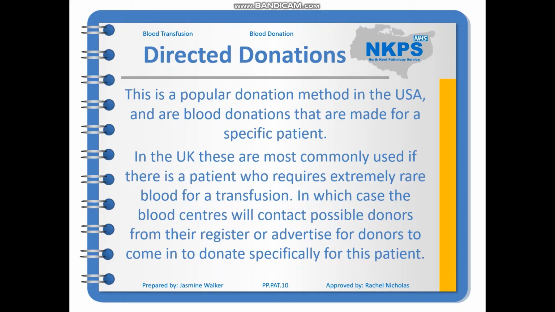So an example of this would be if you have a patient with a really, really rare antibody towards a high incidence antigen. So this is an antigen that 90% of the population will have on their red blood cells, and therefore it's more difficult to find blood that's suitable for them and won't cause them to have an adverse event as a result of a transfusion.